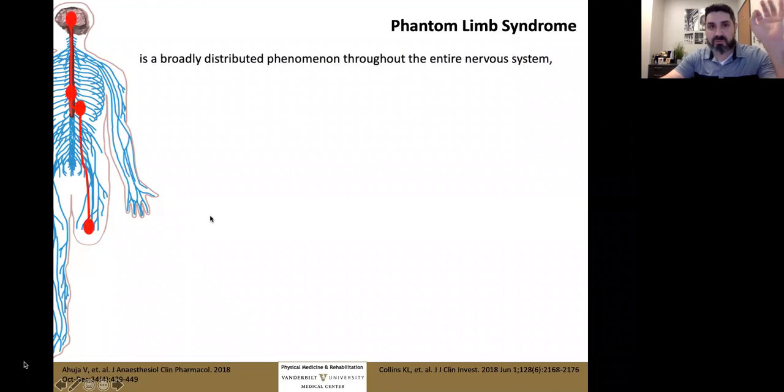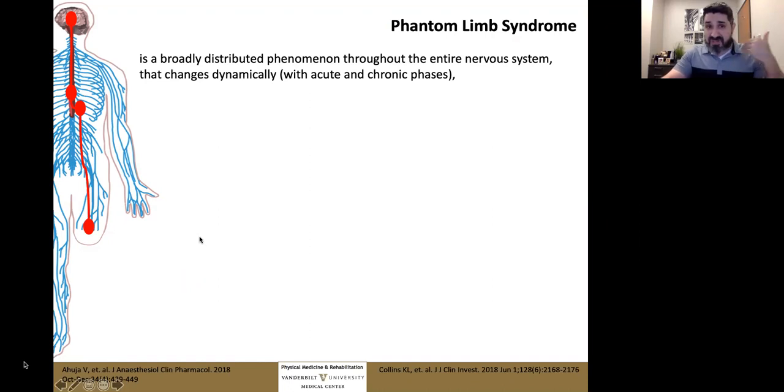Phantom limb syndrome is a broadly distributed phenomenon. It affects the entire nervous system. So the moment you have the deafferentation, a limb segment is gone, the brain goes, oh, no more input from that region, and things go haywire. So understand that it changes dynamically. There are early events and late events to this process.